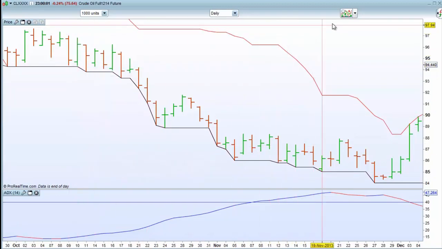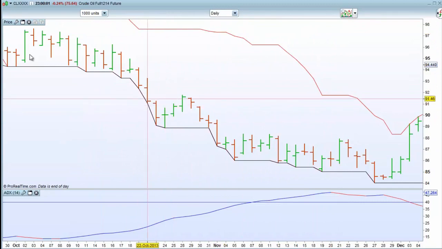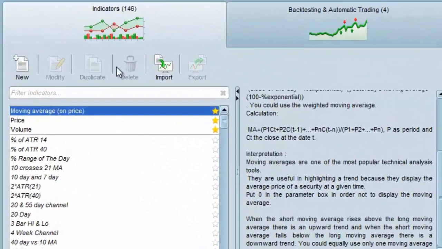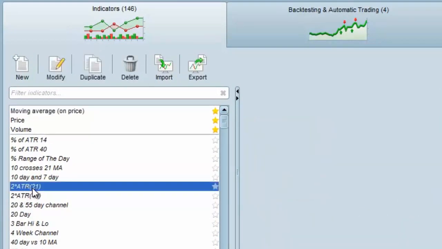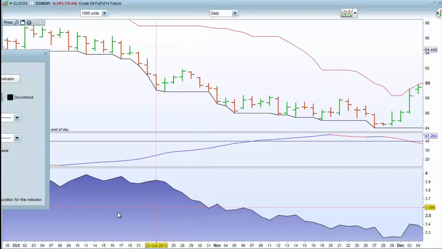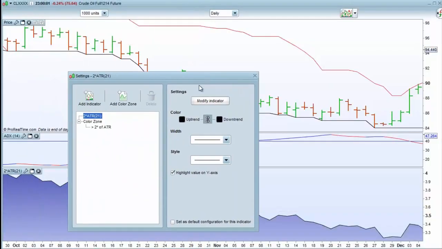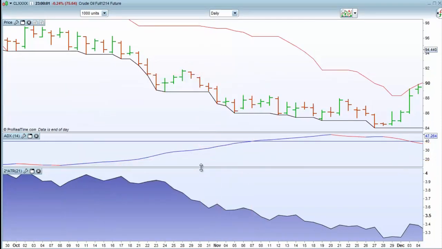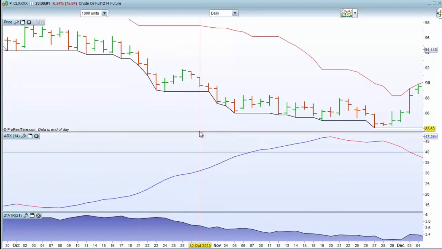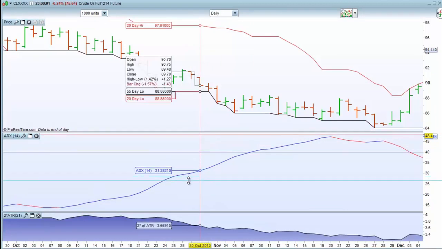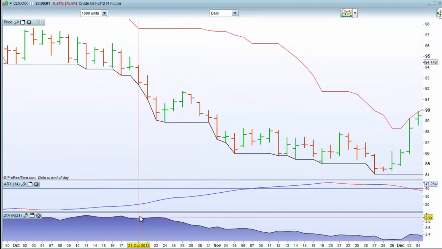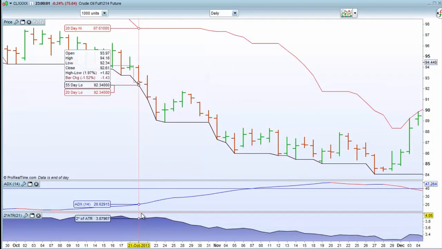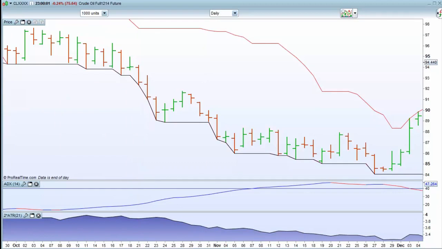So to add the ATR, remember, we're not adding it on the price chart, so we won't click this wrench. We'll click here, and it pulls this up. We choose our 2 times ATR 21. We hit add. This pops up. We don't need to change anything here. We X that out. I'm going to resize the chart to make it a little easier to see everything. Now we have that up on the screen. We have the ATR and the ADX. Now let's go through the trade.